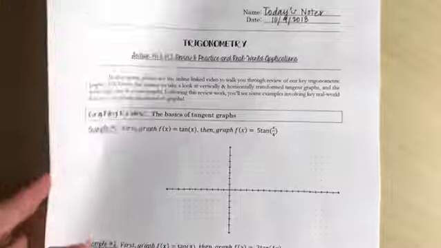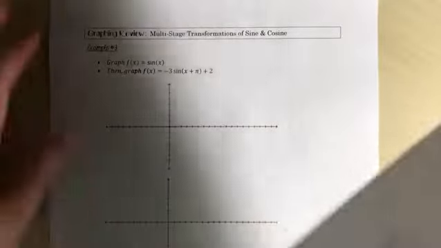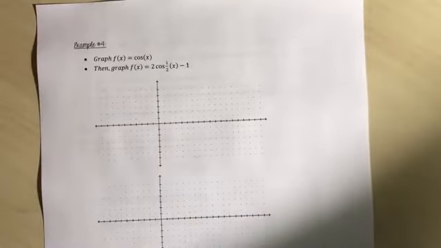So in your notes today, you've got some tangent graphs on the front page. Then you have a multi-stage transformation of sine. So it's going to be a longer process for graphing sine. Then you've got a multi-stage process for graphing cosine. And then last up, you've got some applications.